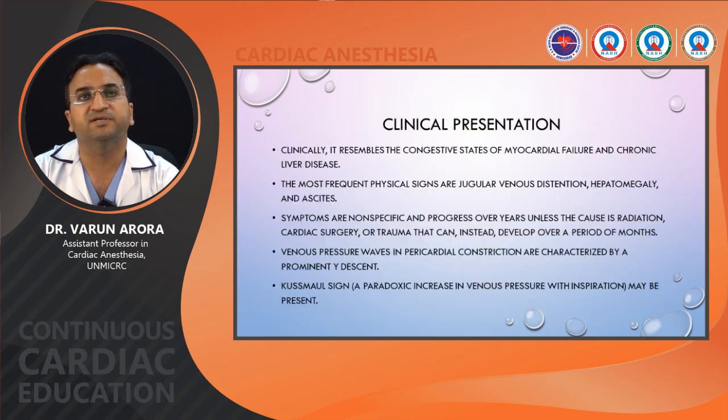Clinical presentation. Clinically, it resembles the congestive states of myocardial failure and chronic liver disease. The most frequent physical signs are jugular vein distension, hepatomegaly, and ascites. Symptoms are non-specific and progress over years unless the cause is radiation, cardiac surgery, or trauma, which can develop over a period of months. Venous pressure waves in pericardial constriction are characterized by prominent Y descent. Kussmaul sign may be present, which is a paradoxical increase in venous pressure with inspiration.